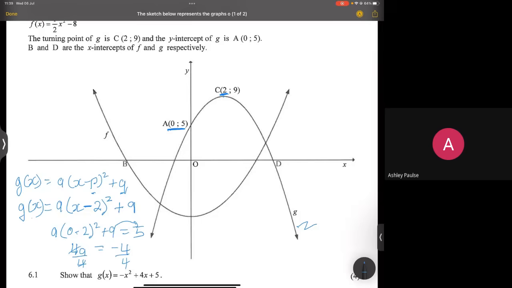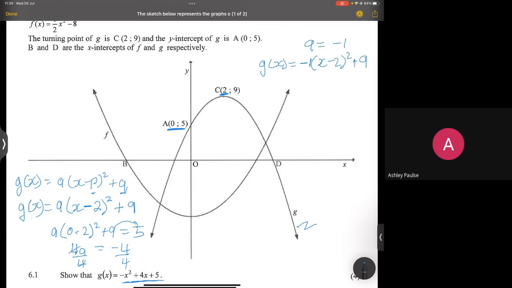Okay, and so the value of A, I'm going to write it there. The value of A is -1. Now, if I wanted to find the full equation, remember I want to write it down in that standard form. So it means that g of x would be equal to our A value, which is -1, so that's -1 into (x minus 2) squared plus 9.